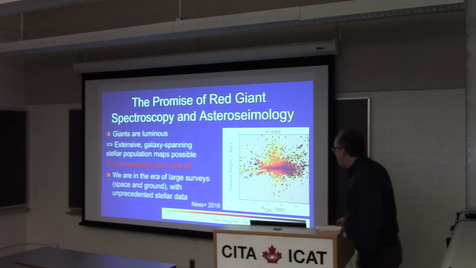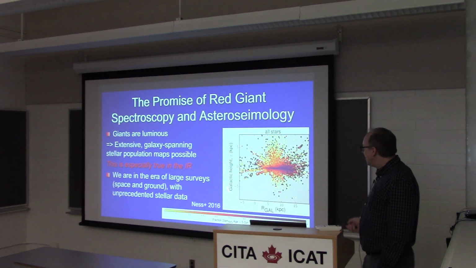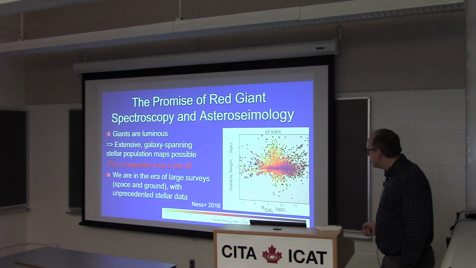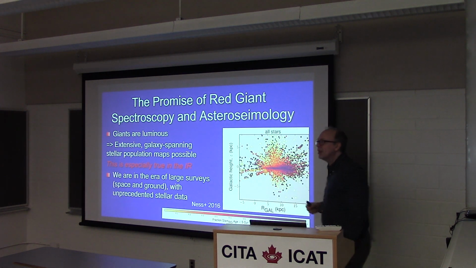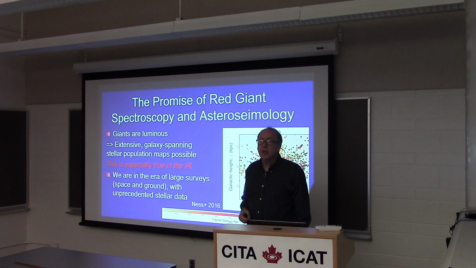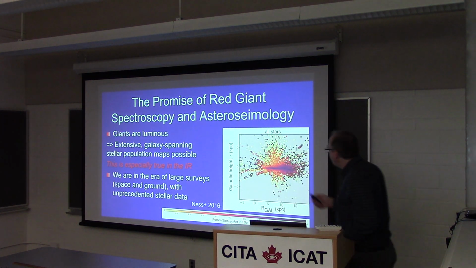This is showing you a map from a paper I was involved with, with Melissa Ness and collaborators, trying to do basically a tagging exercise for stars in the Apogee survey. And the point is we're actually measuring ages across the galaxy. We can do this using red giants. We're not just restricted to the solar neighborhood, which previous studies were.